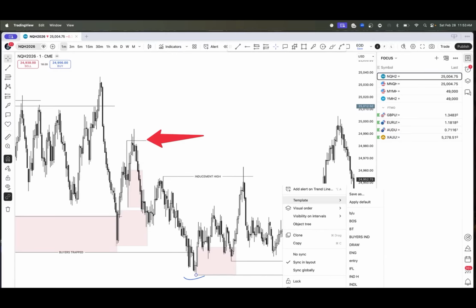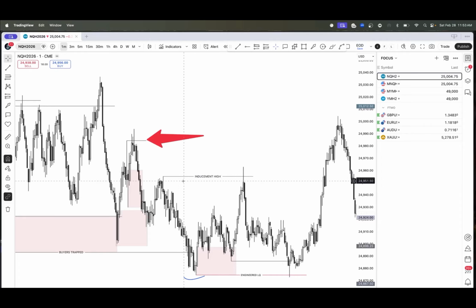If you look at it from this instance, inducement high gets taken. Liquidity block above. We have a buildup here. Buyers are getting in this thing. Once buyers get induced, right? Once buyers got induced, wouldn't retail want to buy this?